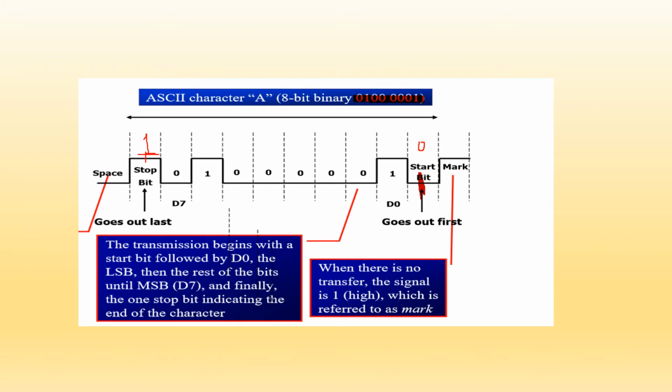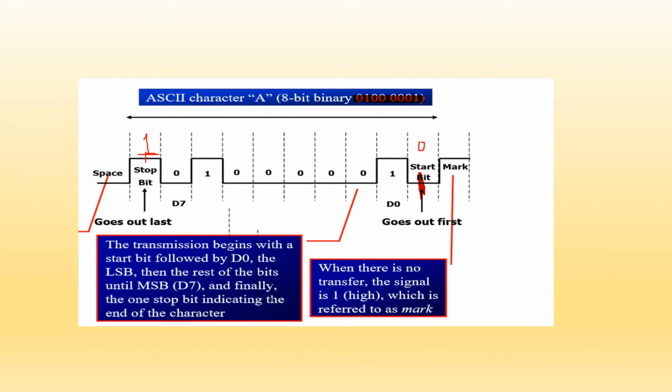A 1 is present at the end following the D7 bit. So the 8 bits are packed between the start bit and the stop bit. Always the transmission begins with the start bit followed by D0, the LSB. Then the rest of the bits are transmitted until D7. Later the one stop bit, that is one high, is transmitted, indicating the end of the character.